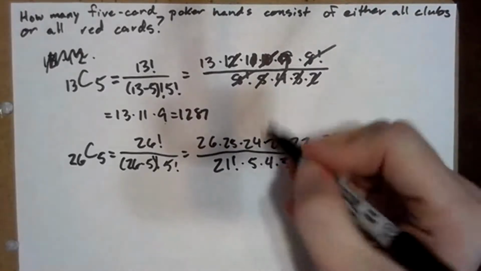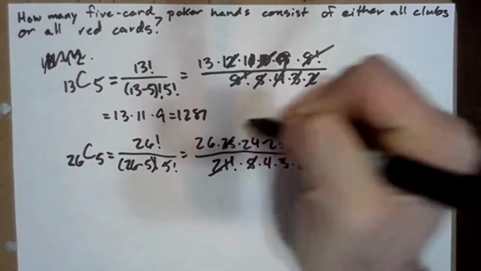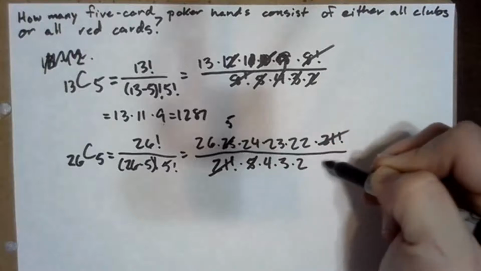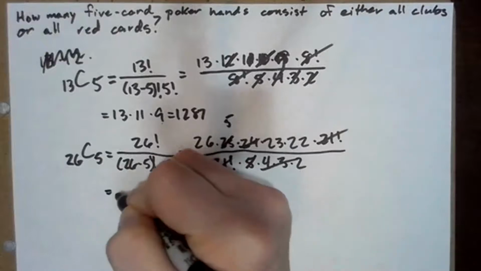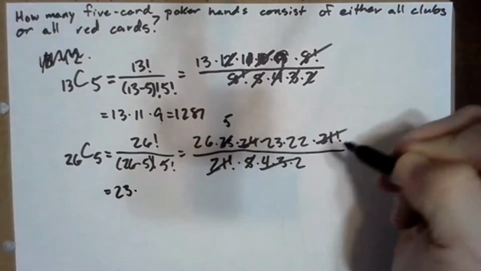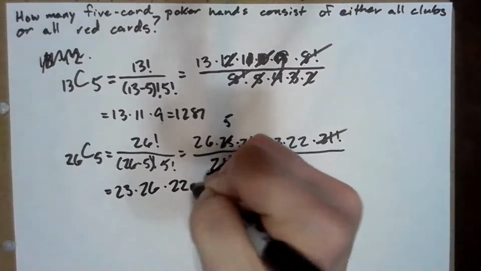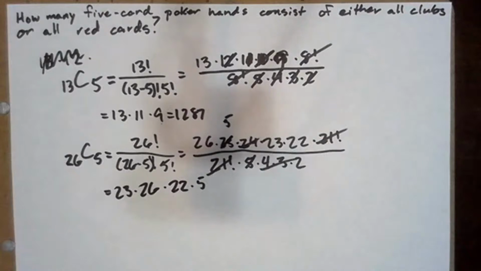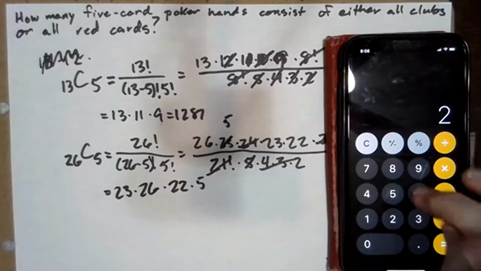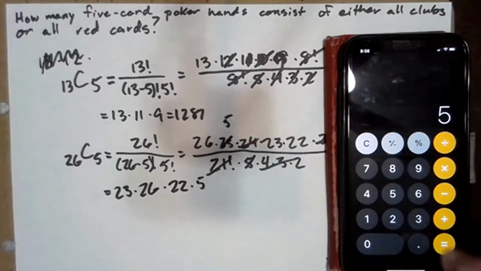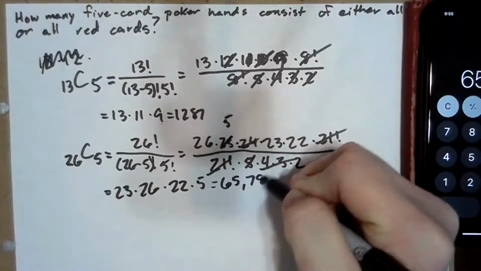Okay, well, we can get rid of our 21 factorial, factor a 5 out of that 25, and then 4 times 3 times 2 is 24. So we're left with 23 times 26 times 22 times 5. That was a bit out of order, but it's not going to make much difference. 23 times 26 times 22 times 5 gives us 65,780.